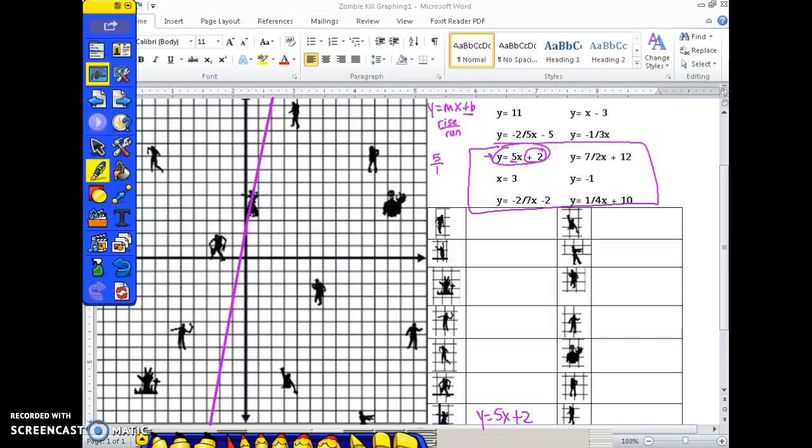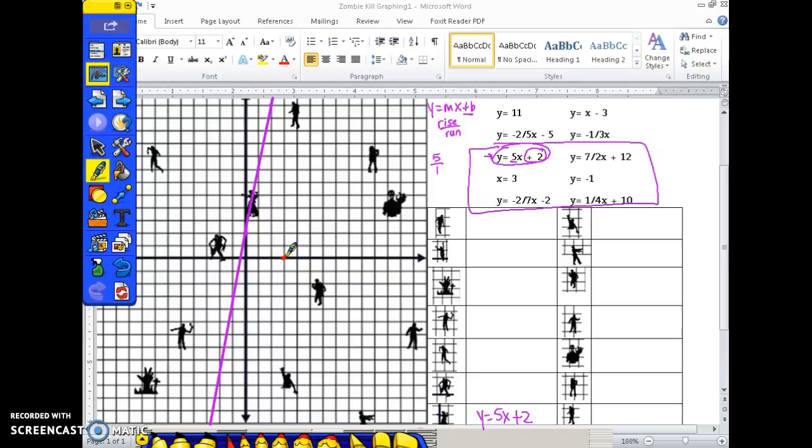Alright, my next one, x equals 3. When you graph equations, they have to be in slope-intercept form first, which is when y is by itself. Here, y is not by itself because there is no y. So when it says x equals 3, that means I'm going to go to my x-axis, and I'm going to put a point on positive 3.